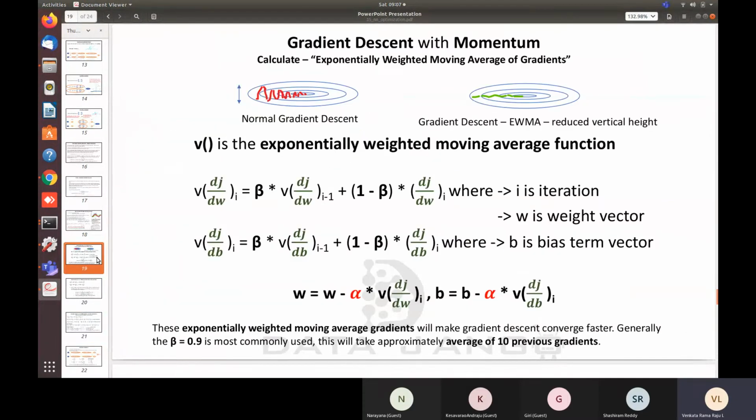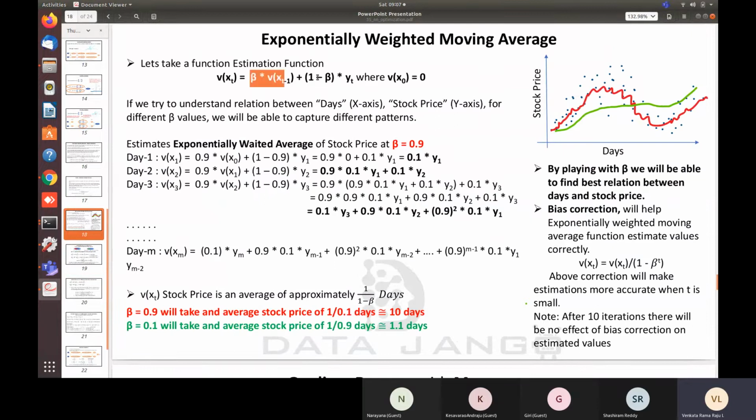We have seen the gradient descent optimizer, the stochastic gradient descent optimizer, and the batch gradient descent optimizer. We are going to see the momentum optimizer, RMS prop optimizer, and Adam optimizer. These three optimizers are the advancement of the gradient descent algorithm. The advancement is made based on this equation. First, we'll understand this equation: exponentially weighted moving average. What is that? Suppose that there is a stock price.